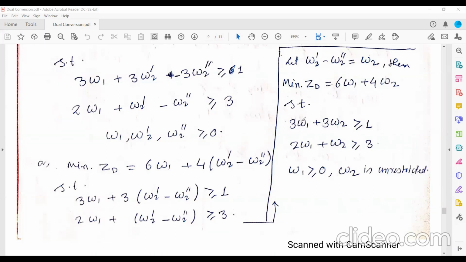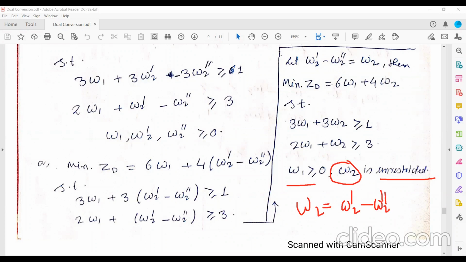Okay, so now see here. W1 should be greater than or equal to 0. Now this W2, I have not written that it is greater than or equal to 0. I have not put any restriction on it. This is unrestricted. Why is it unrestricted? Can you tell me, anyone? What have you considered W2? W2 you have considered as W2 dash minus W2 double dash.